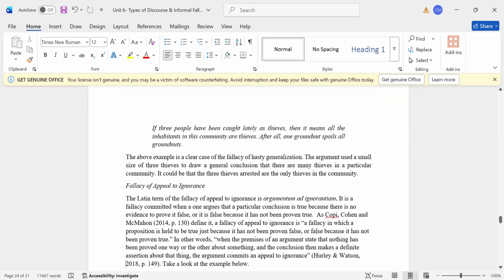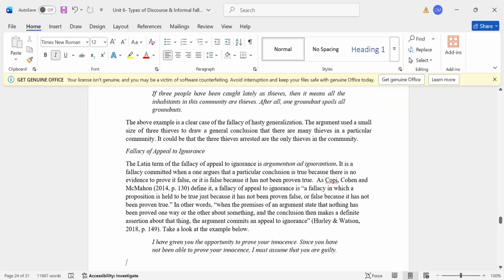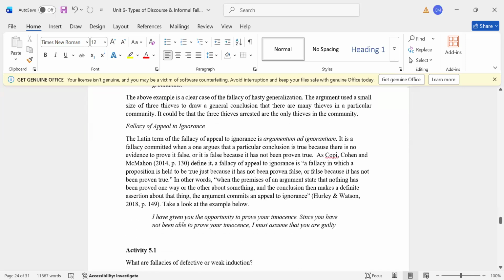Are we fine? Yes, sir. So I have given you the opportunity to prove your innocence. Since you have not been able to prove your innocence, I must conclude that you are guilty. Sometimes you can't get the evidence to prove that you are not guilty. Even if whatever you say, well, it is not reasonable enough since you are guilty. No.